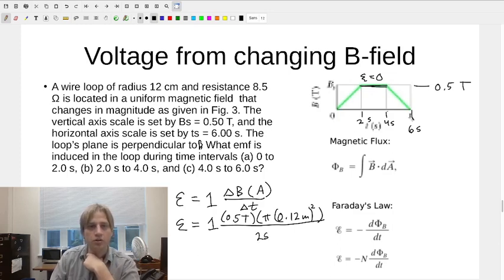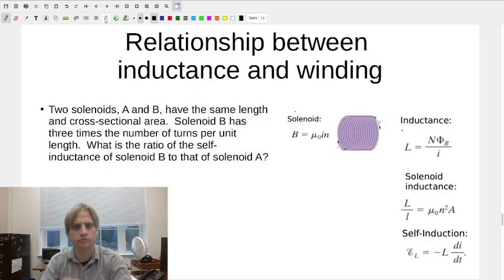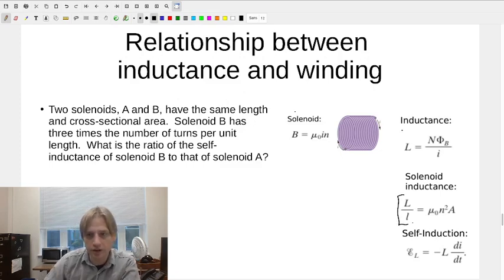Okay, so you would get the same voltage, but directed in opposite directions in these two different intervals. Another thing that would be fair game is, I asked questions about the magnetic field inside a solenoid. It would also be fair game to talk about the inductance of a solenoid.